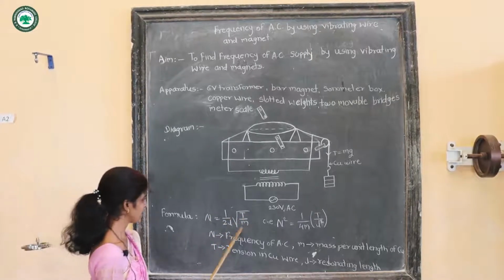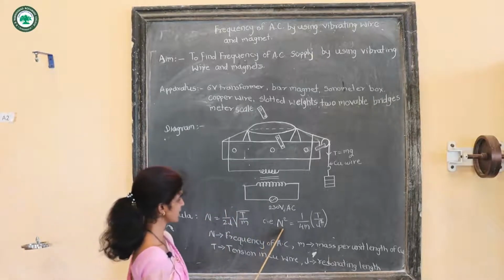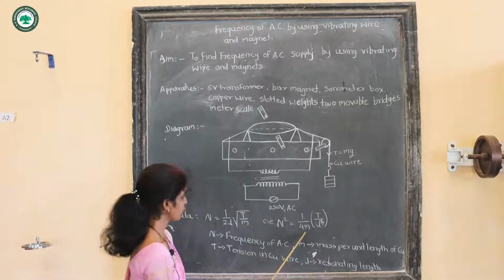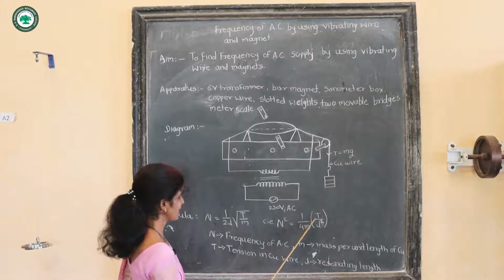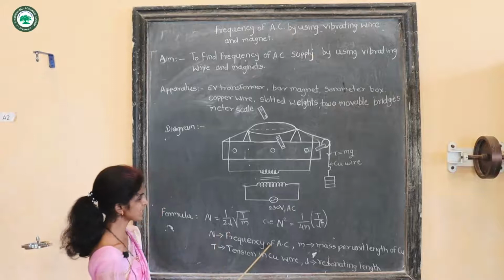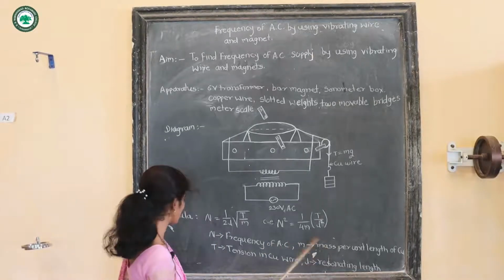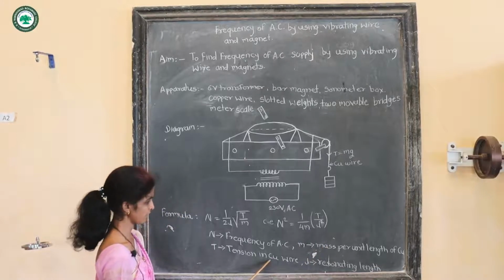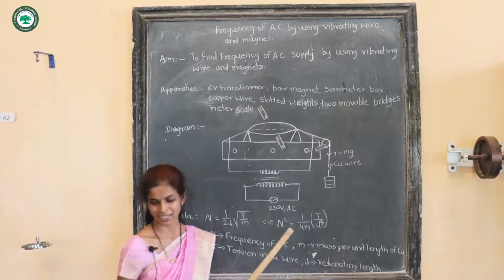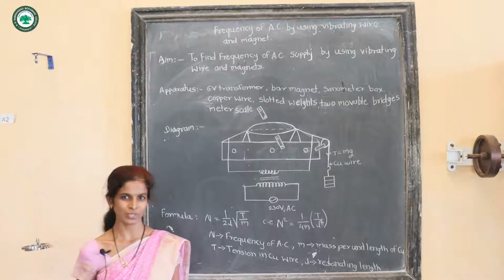The formula required for this experiment is n is equal to 1 upon 2L under root T by M. By squaring both the sides, the formula becomes n square is equal to 1 upon 4M into T by L square. Here n is the frequency of AC, M is the mass per unit length of copper wire, T is the tension in copper wire and L is the resonating length. Now we will see how to do this experiment.